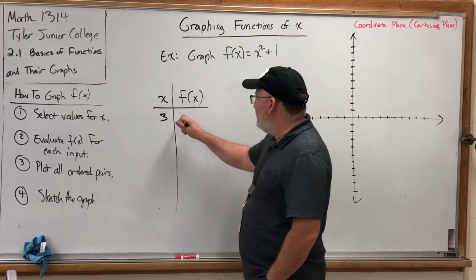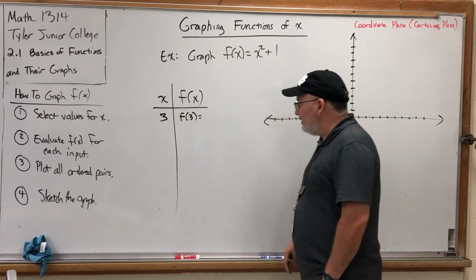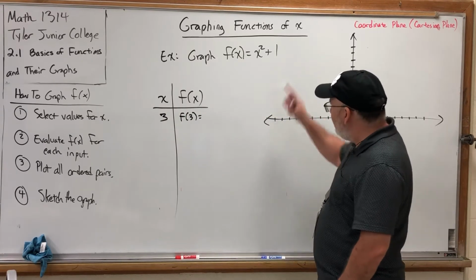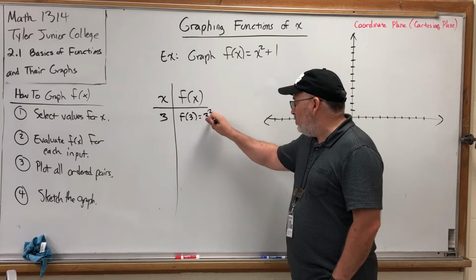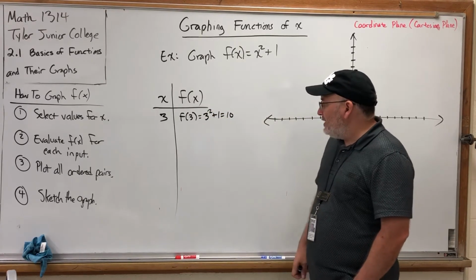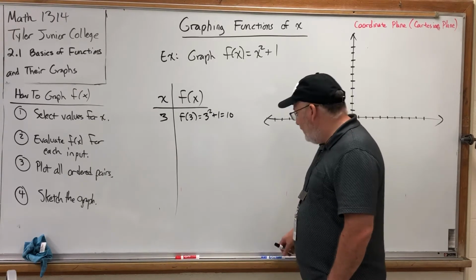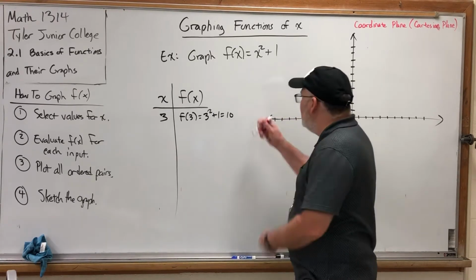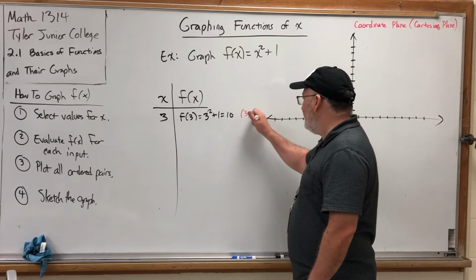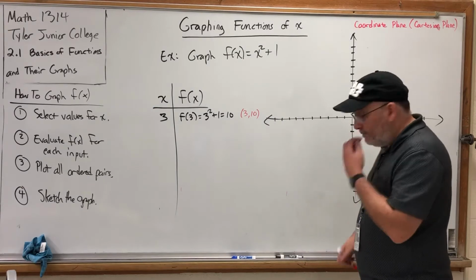All right, let's put in 3 and see what happens. Now, you can be very meticulous about evaluating the function. F of 3 equals 3 squared plus 1, which is equal to 10. But every time you put an input into a function and get an output, you've created an ordered pair. The ordered pair we just created was 3, 10. The input is the x, the output is the y. So that dot can go over here.